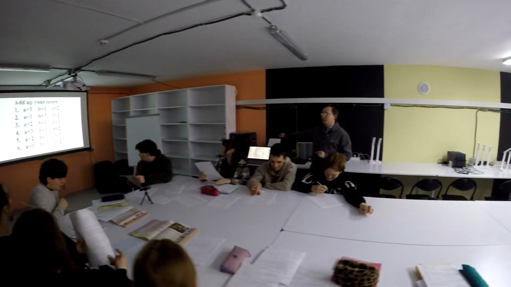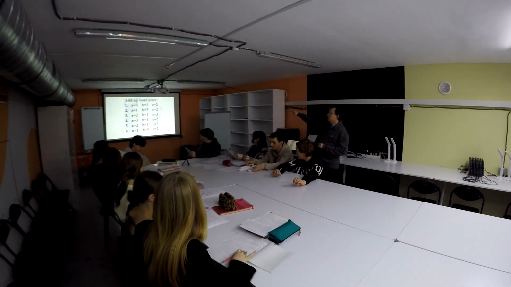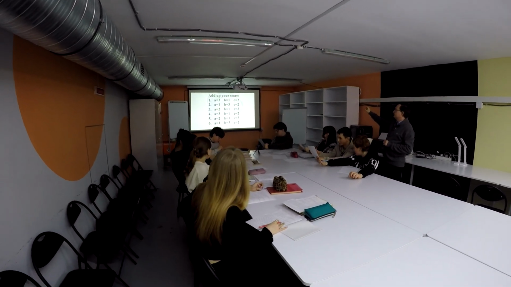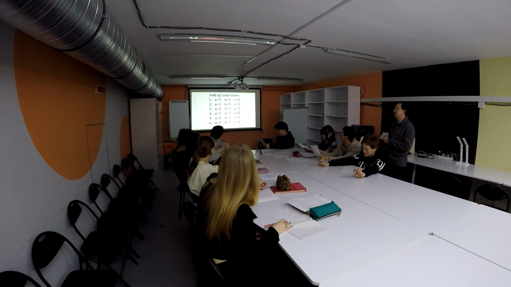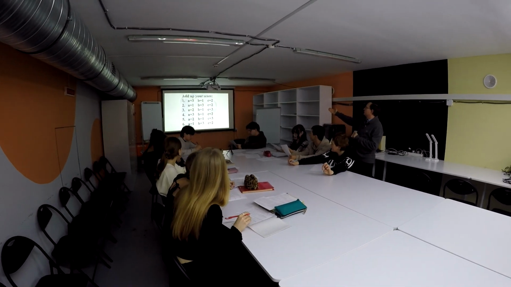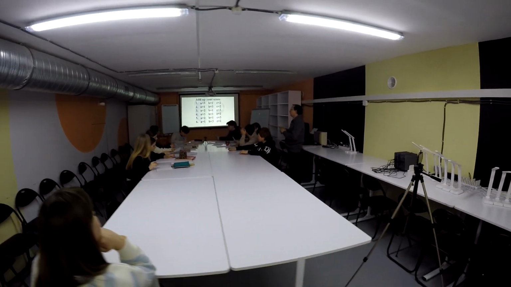Now I want you to count your points using this skill. Add your score. Look at your results and add. How many points do you have? If you have the third variant in the first, you put 2, or if you have the first variant, you have 3. Count it.